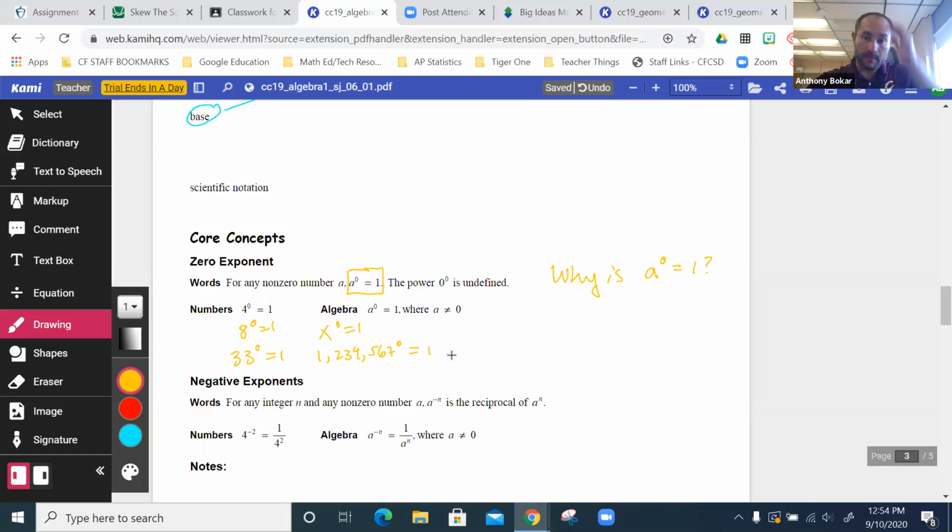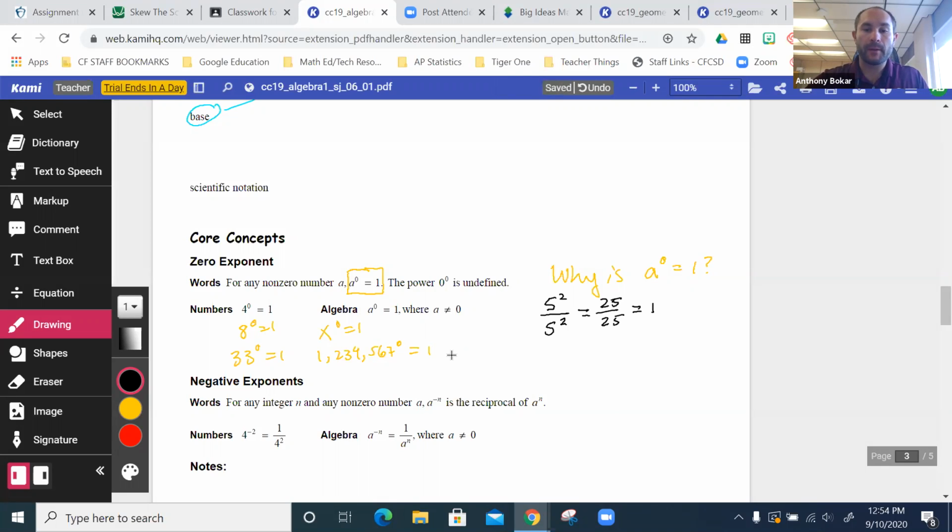Let me ask you this question. What is 5 squared divided by 5 squared? There are 2 ways to go about this. First of all, 5 squared is 25. When you divide 25 by 25, any number other than 0 divided by itself is 1. So 5 squared divided by 5 squared should be 1.